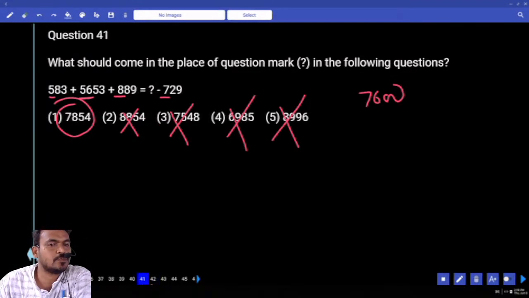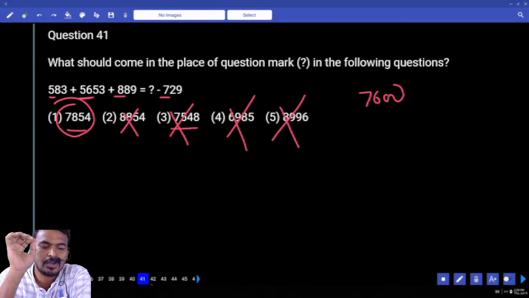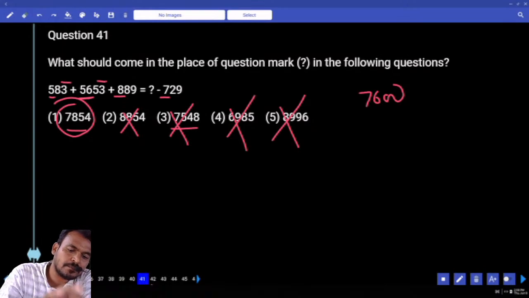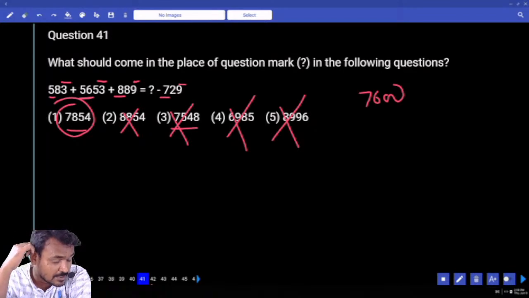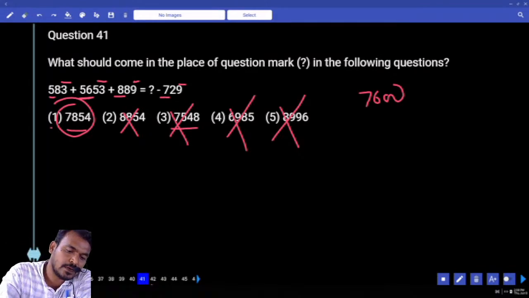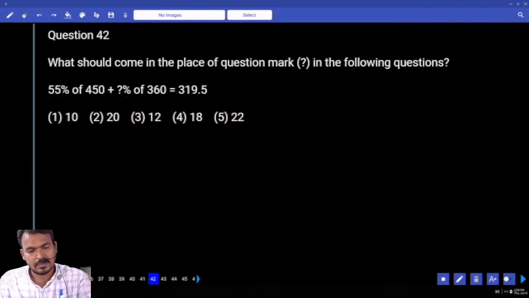Or verify the units position also. 7854 and 7548 both are in nearest values error. Okay, what are the units positions? 3 plus 3, 6 plus 9 means 15, plus 9 means 24. End with 4. Which option? First one.